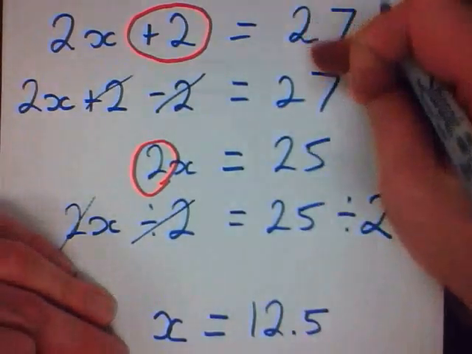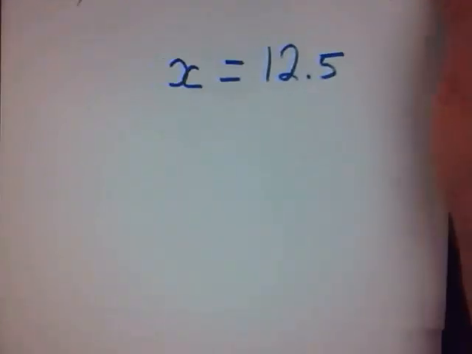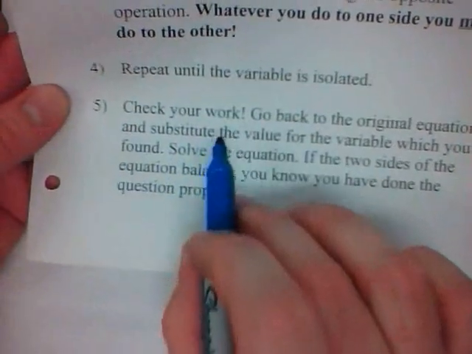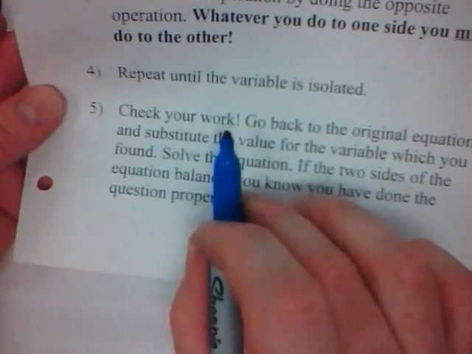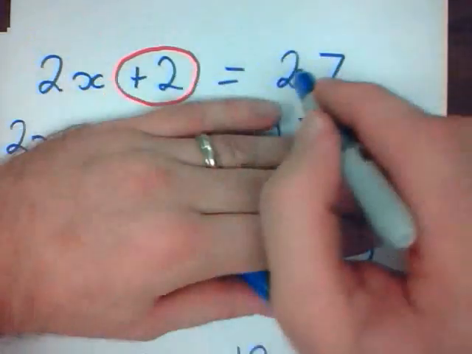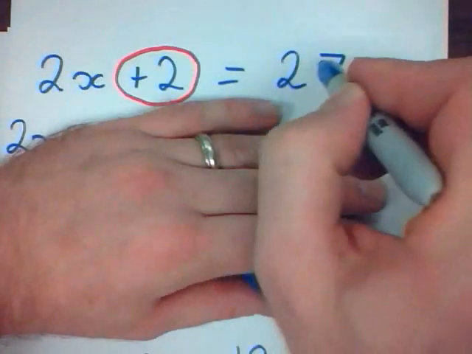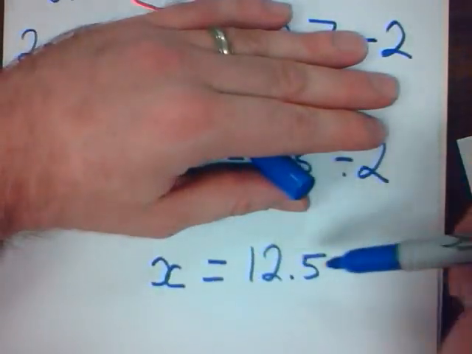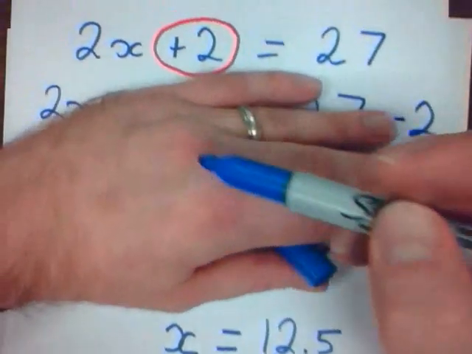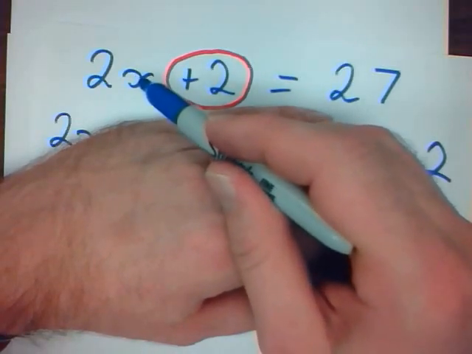Now, I'm not quite done my work. As you can see, so far I've done all of this work. Now, I need to do more. The final step is called number 5, check your work. I call it left side, right side. I'm going to go back to the original question. So, 2x plus 2 equals 27. That's what the original question says. And so far, I think that x is 12.5. So I'm going to take the 12.5, take it all the way over here, put it into the x, and test it out and find out if I'm right.